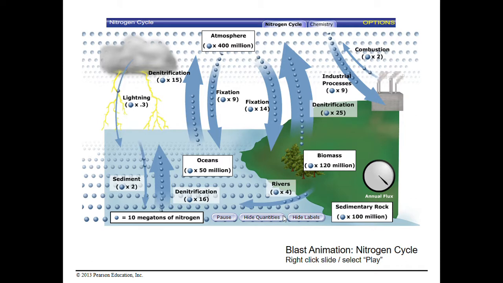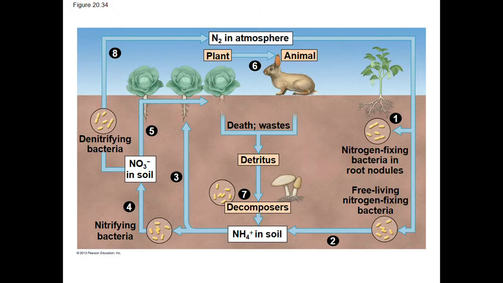So you can look through this animation. But basically what's happening is nitrogen fixing bacteria is fixing that nitrogen into root nodules, which is allowing the plants to absorb it. And then that nitrogen is in the soil, it goes up through the roots, the plants take it in, the animals eat the plants, the animals die, they decompose, and it just all cycles through.